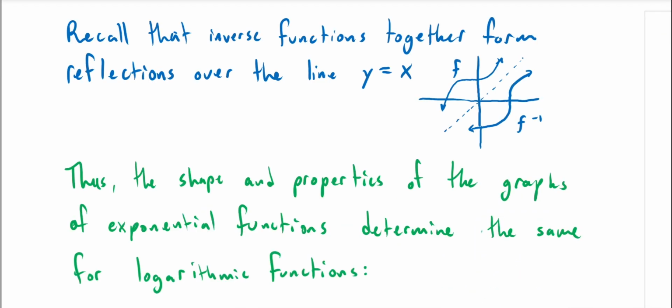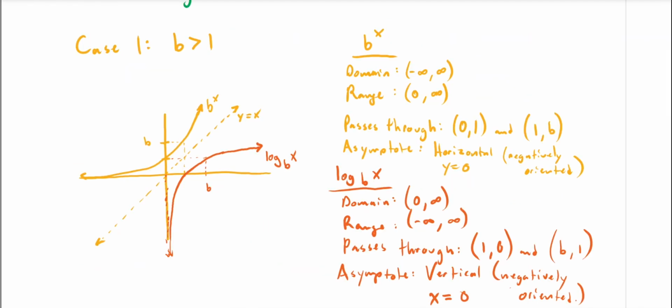This means that if we know something about the graphs of exponential functions, we're going to be able to determine the graphs and the properties of the graphs of the logarithmic functions. As before, it's possibly helpful to break this into two cases, namely bases that are greater than 1 and bases that are between 0 and 1. And these are going to be all the admissible bases. So let's first look at the bases which are bigger than 1.